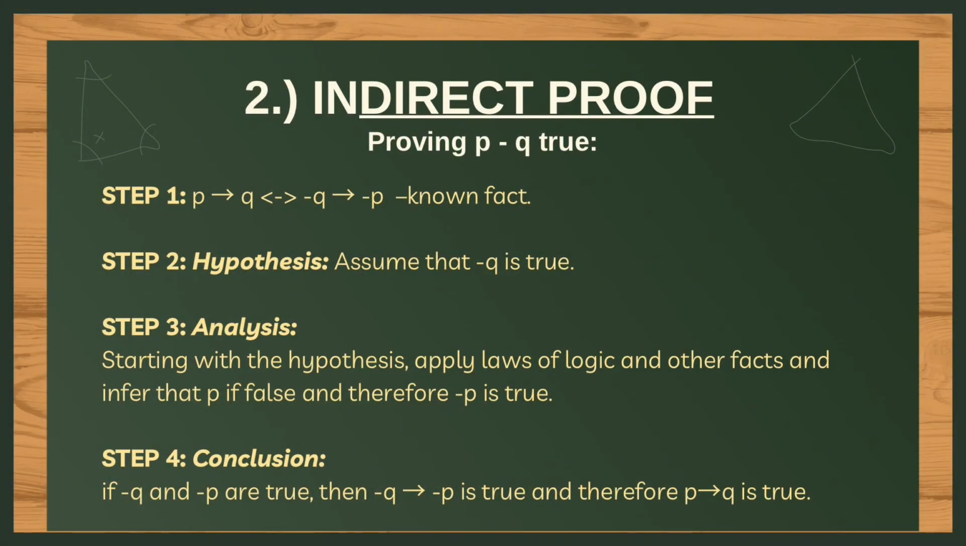Moving on to indirect proof. Proving P to Q is true. We have 4 steps here, where step 1, we will be finding the known fact. Step 2, hypothesis. Assume that Q is true.